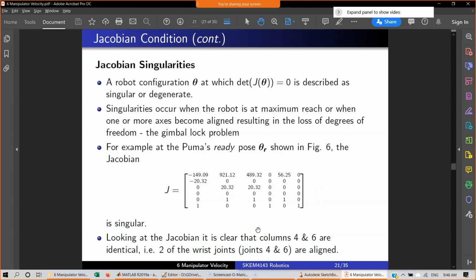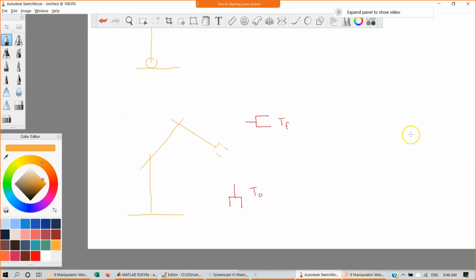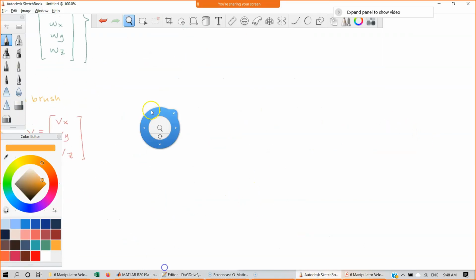It's a bit hard to imagine or understand, but all you have to know, to make things simple, is that whenever J becomes singular, the determinant is 0. Physically, it means that you would lose some degrees of freedom. That means there is a spatial velocity that you cannot achieve from that configuration. Let me try to draw it and explain, okay?